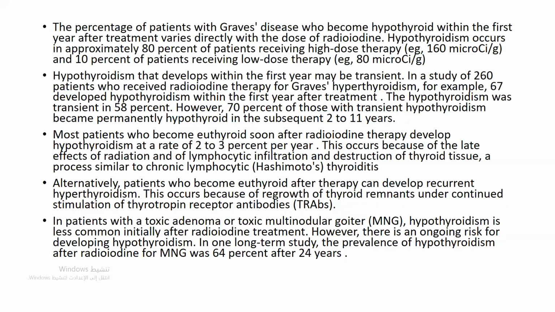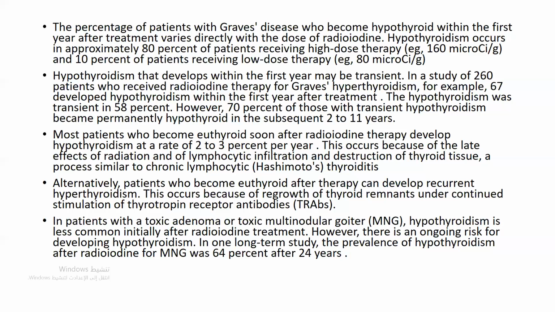The percentage of patients with Graves' disease who become hypothyroid within the first year after treatment varies directly with the dose of radioiodine. Hypothyroidism occurs in approximately 80% of patients receiving a high dose of therapy and 10% of patients receiving low-dose therapy. The first, for example, is 160 and the second is 80.